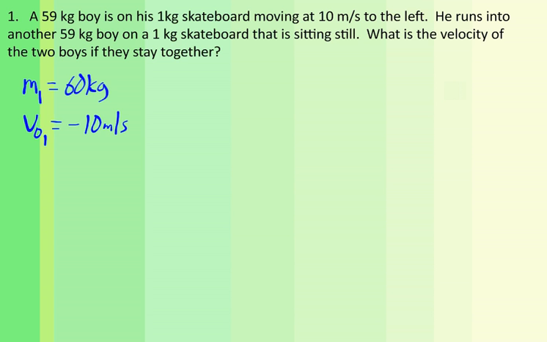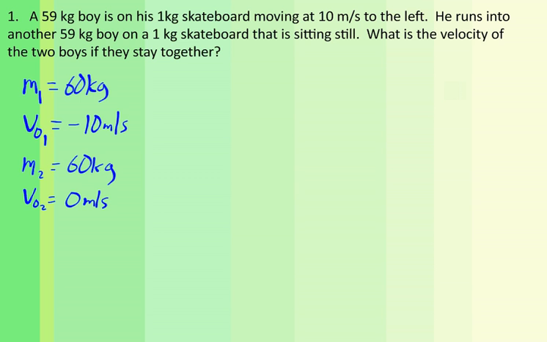10 meters per second. He runs into another 50-kilogram boy on a 1-kilogram skateboard. So our second object that is going to interact is also 60 kilograms. It says that he is sitting still, so the initial velocity for him is 0 meters per second. What is the velocity of the two boys if they stay together?